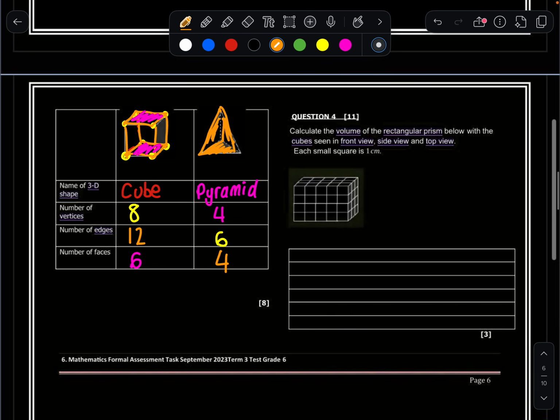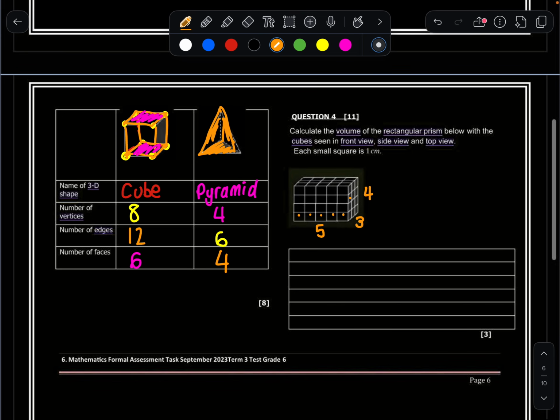Question 4. Calculate the volume of the rectangular prism below with the cube seen in front view, side view, and top view. Each small square is 1 centimeter. So basically we can count across here. 1, 2, 3, 4, 5. So there are 5 squares across. 1, 2, 3 squares deep. And then 1, 2, 3, 4 squares up.